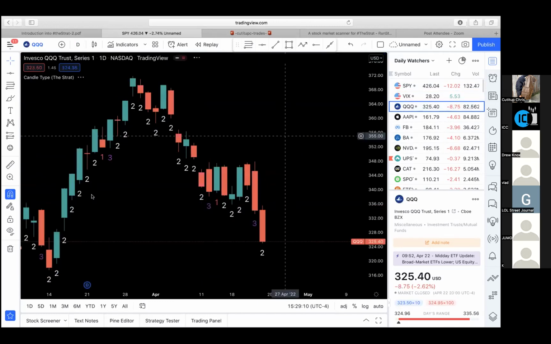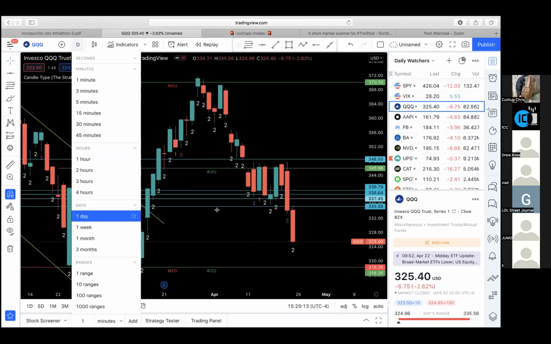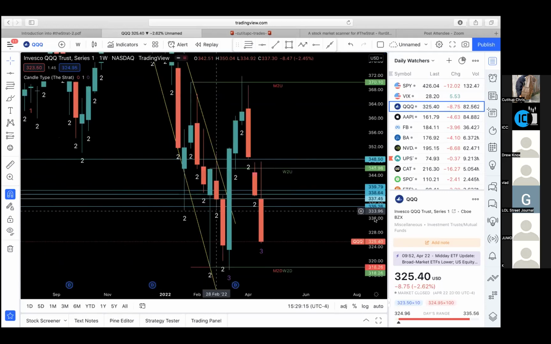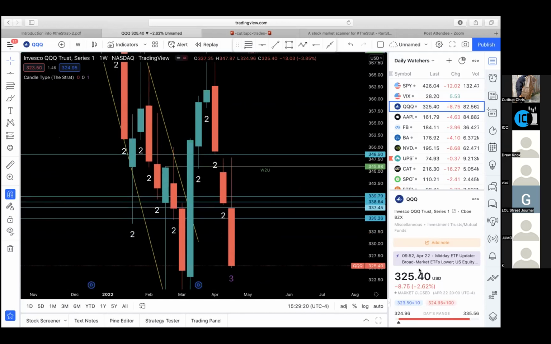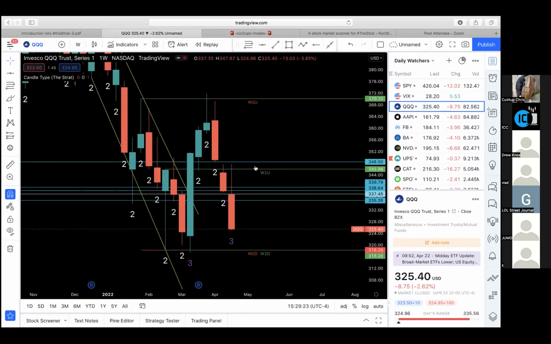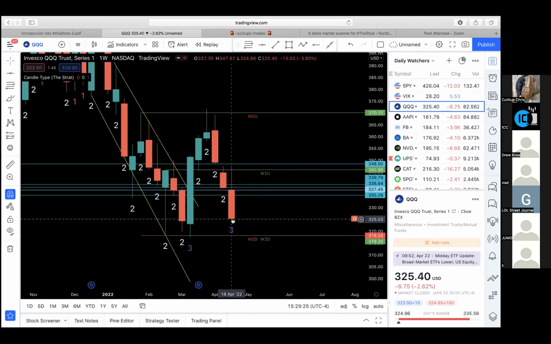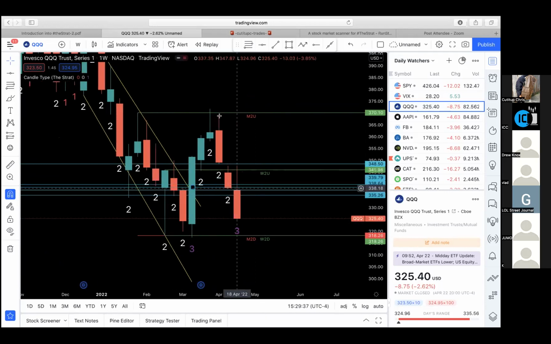Same thing with Qs. The Qs on the weekly time frame. We still got some magnitude to hit. All right, Joel, right on, bro. We got magnitude to hit down here. Still got some targets to say be conservative, like 323. So we're just looking for the next 2, y'all.